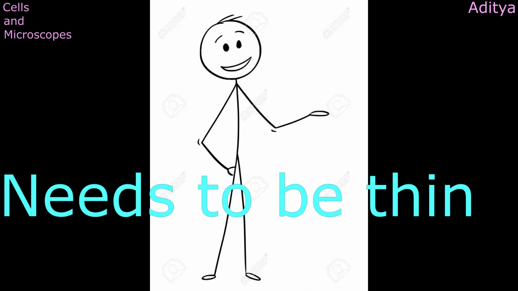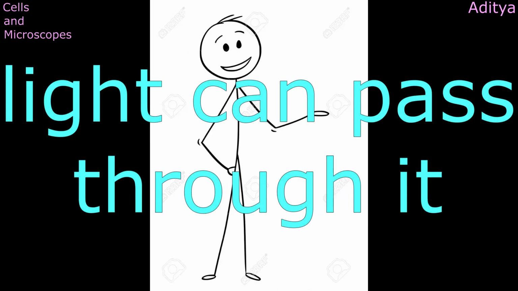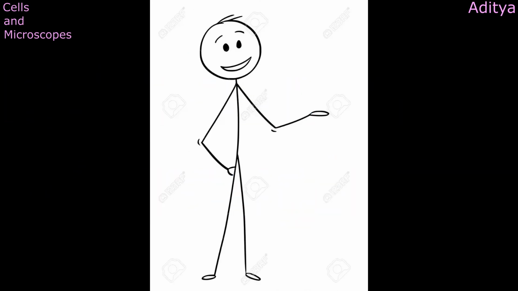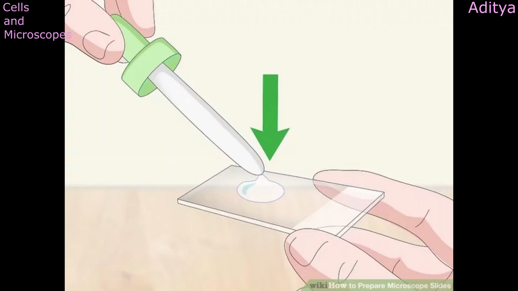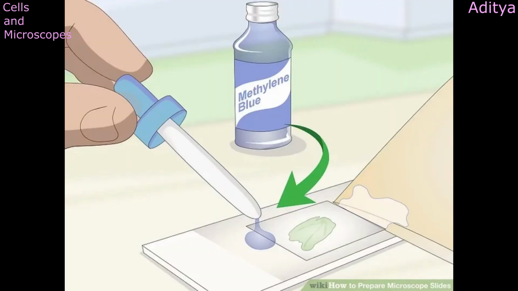The specimen needs to be thin so that light can pass through it. Let me explain the method. Step 1. Take a slide and place a drop of water in the center. The water may contain a stain to make the specimen show up better.